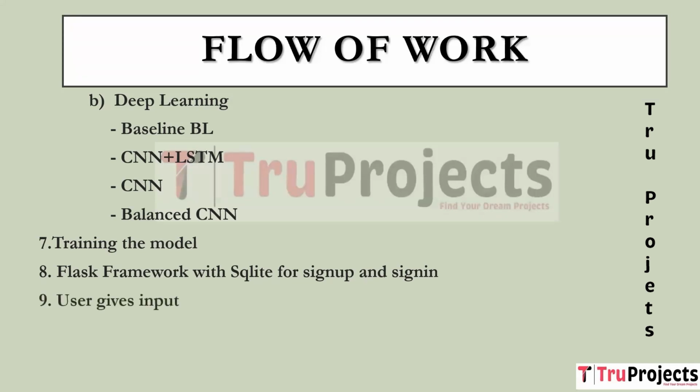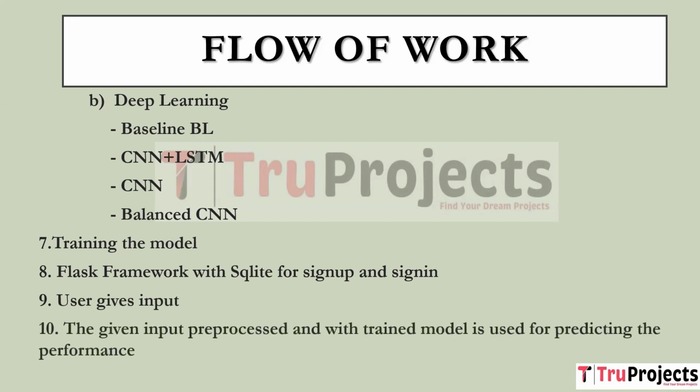User gives input. The user provides input data, typically representing a credit card transaction for prediction. The given input is pre-processed, and the trained model is used for predicting the performance. Final outcome is displayed. The project displays the final outcome, which is the prediction result. The user can see whether the input transaction is classified as fraudulent or legitimate.